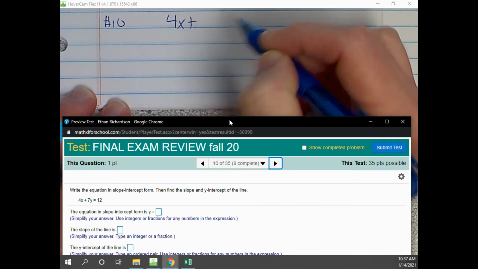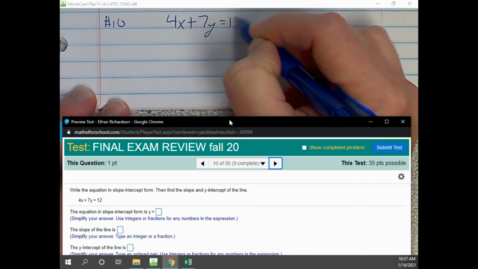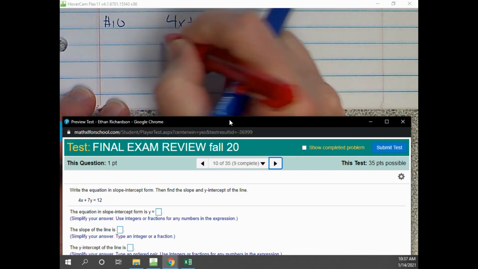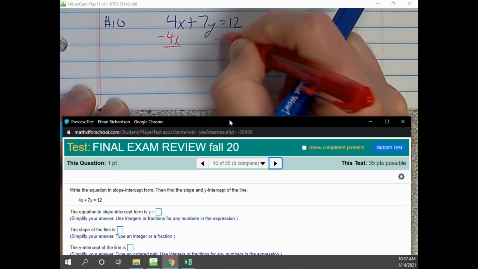So 4x plus y equals 12, which means we're going to get the y by itself. And for this one, it's always the same two steps. You subtract or add away the x term, whatever that number is.